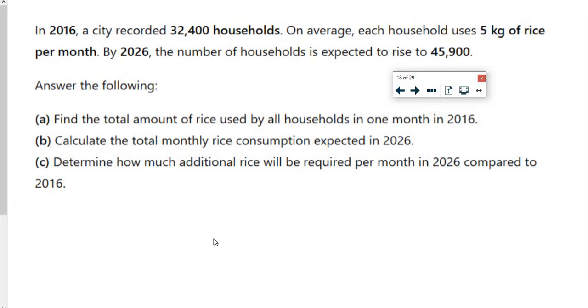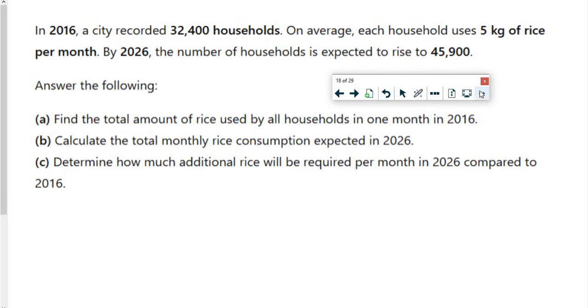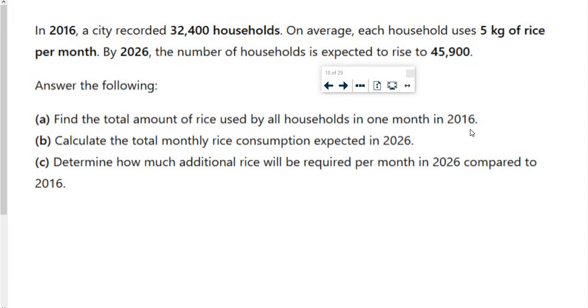Next question. In 2016, a city recorded 32,400 households. On average, each household uses 5 kg of rice per month. By 2026, the number of households is expected to rise to 45,900. Answer the following. Question A. Find the total amount of rice used by all households in 1 month in the year 2016.